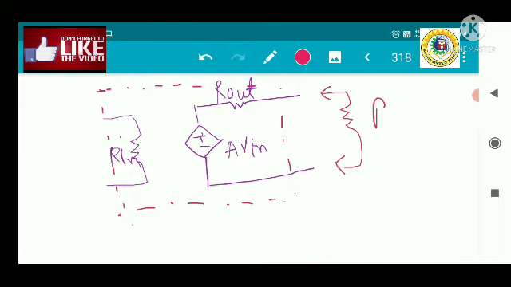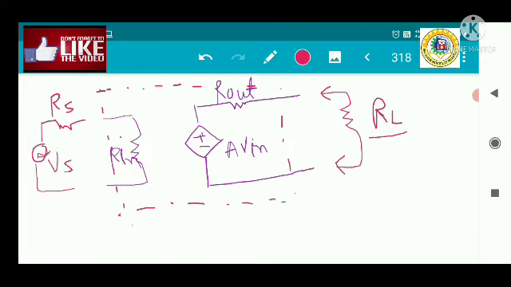So this is your RL. The load may be connected to the amplifier, so this is your load resistance. And a voltage source must be connected to the input, like this is your voltage source, and there is a series resistance to the voltage source. This is represented by RS with the voltage source VS.